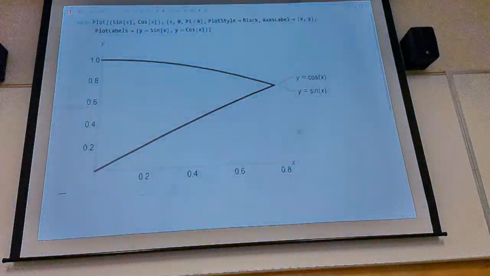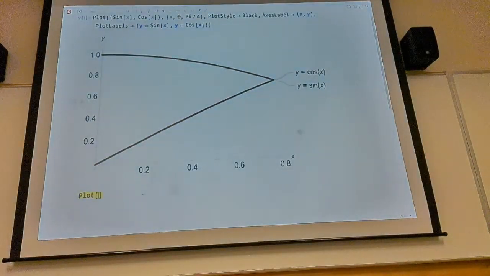Alright, so first, let's just plot. Since we don't have an interval, we're going to choose one. We want x to go from 5 to 6. Let me tell you right now, that's not going to work.